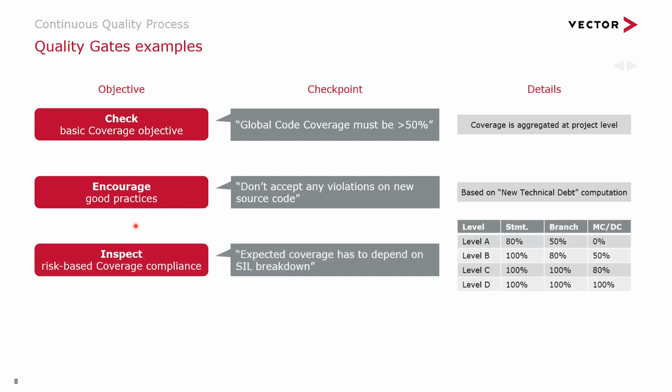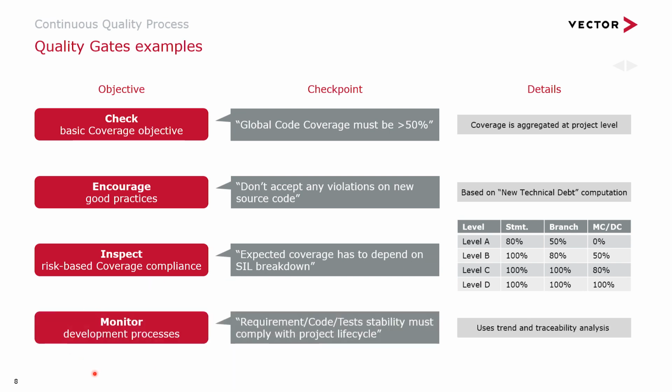There is an inspection type of a quality gate. With this type, for example here, we want to make sure that the coverage is compliant with not only different coverage targets, okay, statement, branch, MCDC, but also depends on the level, okay, the SIL here, ABCD, meaning that it's much more precise than the first check objective here. Here we're going to inspect the project and make sure that each component, subcomponent is compliant with this kind of table. And then there is a monitor kind of quality gate.